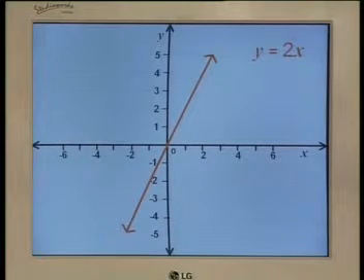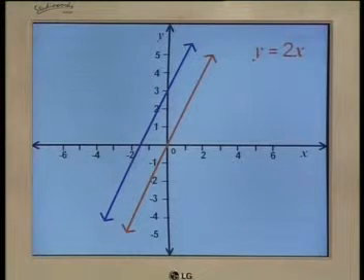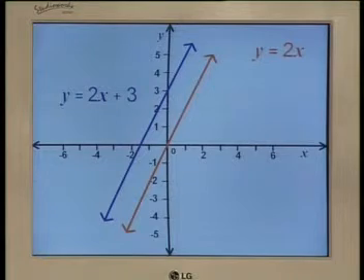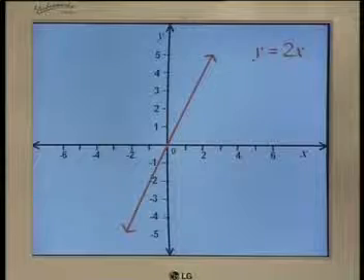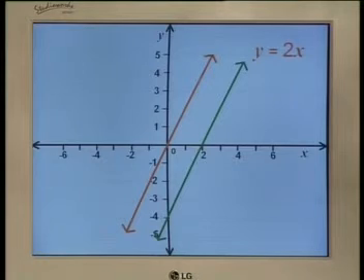Now let's have a look at some translations using y equals 2x as the parent function. This is the graph of y equal to 2x. Let's move the graph 3 units up. 1, 2, 3. The formula is y equal to 2x plus 3. What happens when we move the graph 4 units down? The graph moves 1, 2, 3, 4 units down, and the formula is y equal to 2x minus 4.